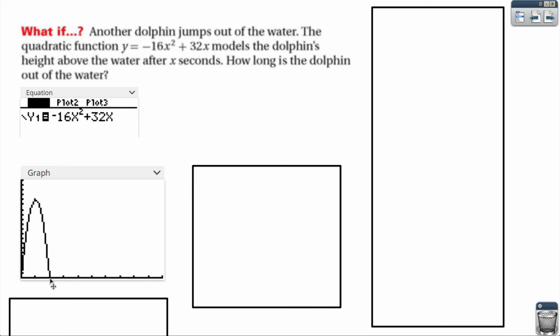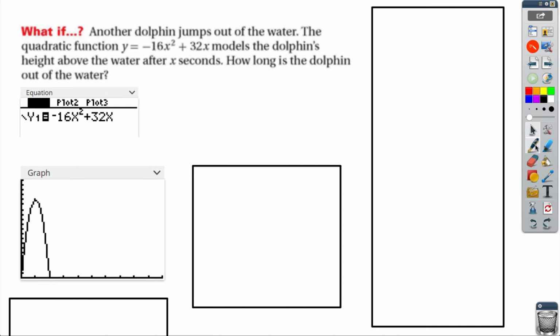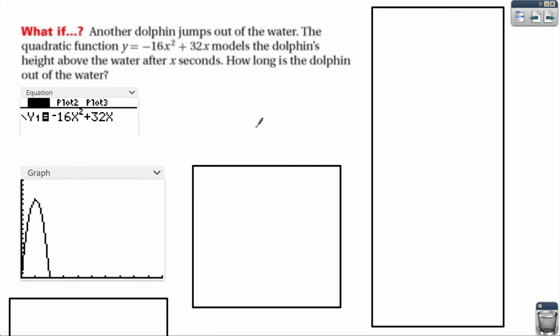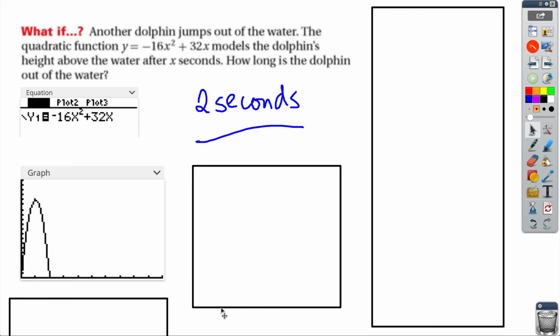So we're going to find out what this value is right here. Like we mentioned, the intervals for the x values are 1, so it seems like this stops at 2. Again, we're just looking for the time, and the time is represented by the x-coordinate or the x-axis. So we say, okay, it seems like it takes 2 seconds for the dolphin to land back into the water. Let's confirm by looking at a table of values.